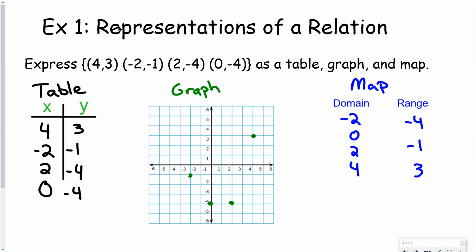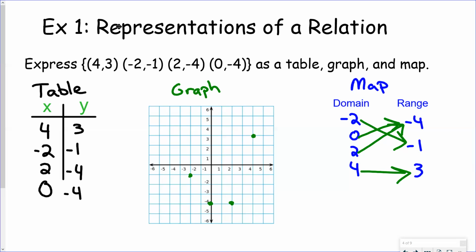The reason it's called mapping is that we draw arrows to show which domain is connected with the range. So -2 goes to -1. See here, 0 goes to -4. 2 also goes to -4, so from 2, we're going to draw another arrow up to -4. And then 4 goes to 3.